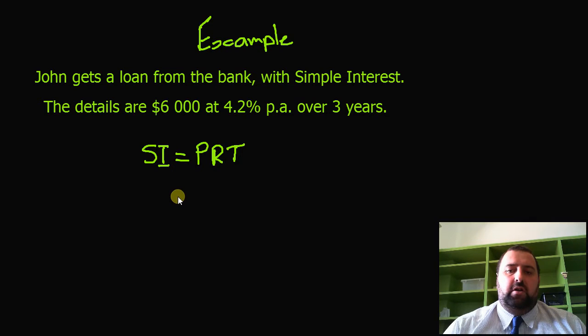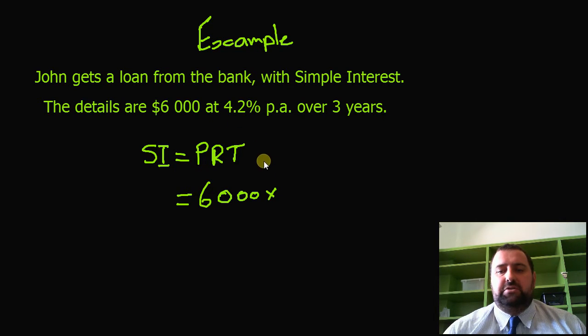All right, so we know that the principal is 6,000 times, note here that 4.2%, I don't put it in as 4.2, I have to change it to a decimal. To change it to a decimal, you divide by 100, or move the decimal places 2 spots to the left, so 0.042, and then our term is 3 years.